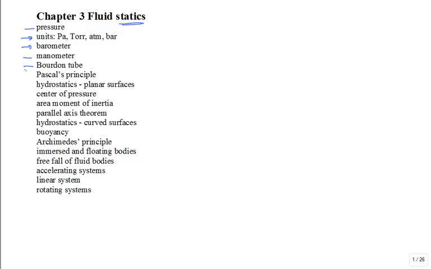Bourdon tube, it's a very common mechanism to measure pressure, invented a long time ago, still in practice. So it's a C-shaped tube that, often subjected to increasing pressure, tries to stretch and become straighter instead of C-shaped. That's all material we've covered. Today we move into Pascal's principle, hydrostatic forces on planar surfaces, curved surfaces, center of pressure, review of area moments of inertia, parallel axis theorem, etc. So let's just jump into it.